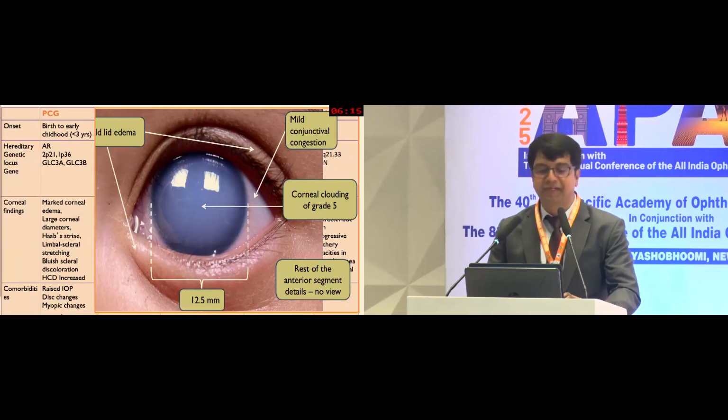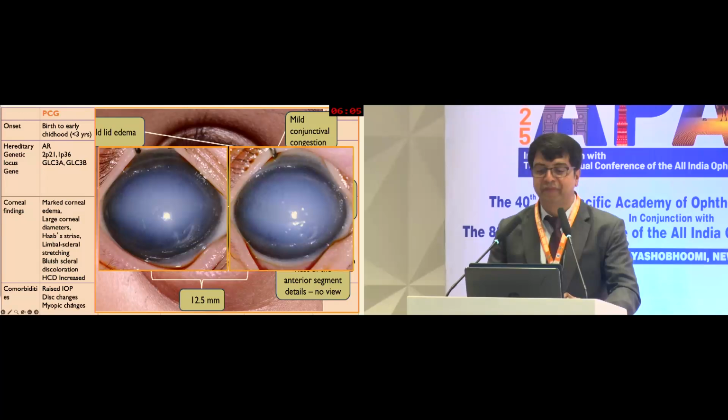And of course, intraocular pressure is raised, and we have to factor in anesthesia, corneal edema, and so on before labeling it. As I said, the white-to-white diameter, as he rightly said, in a newborn baby is less than 10 millimeters. At 6 months, it is 10.5.